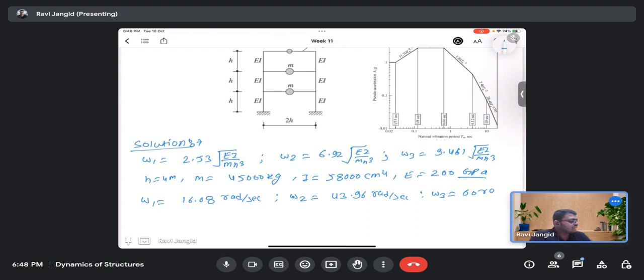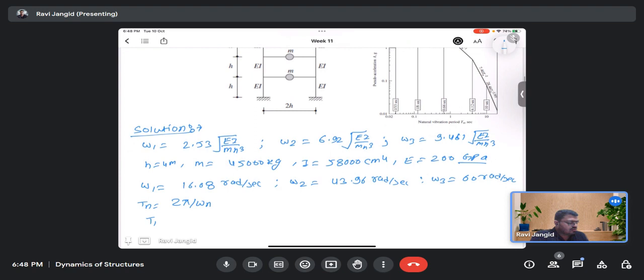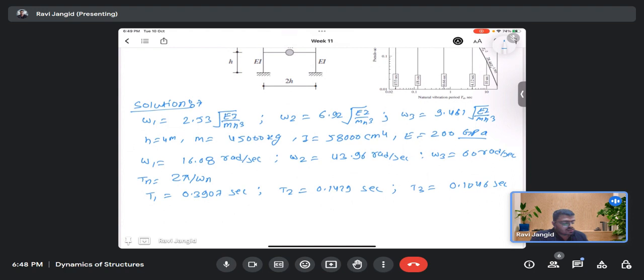Okay, if you calculate the time period corresponding to that, Tn would be 2 pi by omega n. So your T1 would be 0.3907 second, T2 would be 0.1429 second, and T3 would be 0.1046 second. And you have the mode shapes from the last question: 0.5, 0.8661, -1, 0, 1, 0.5, -0.8661.